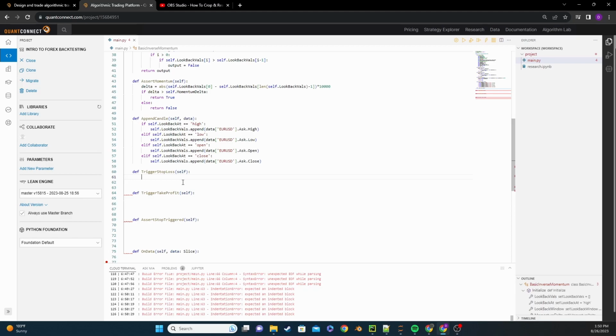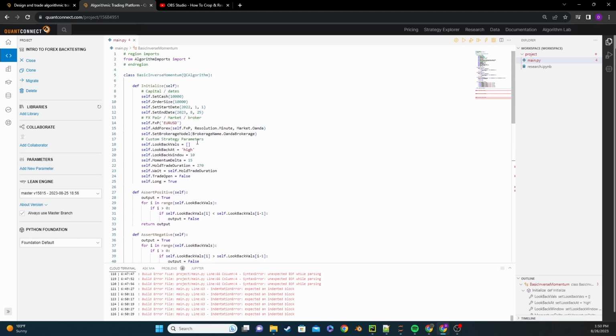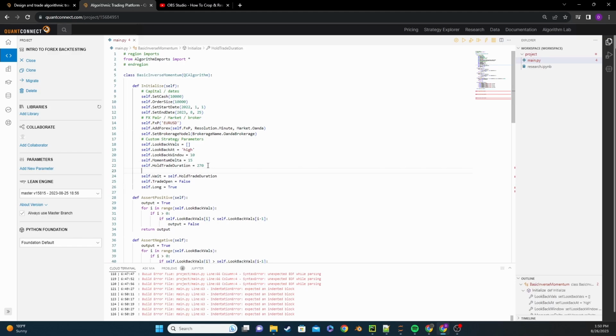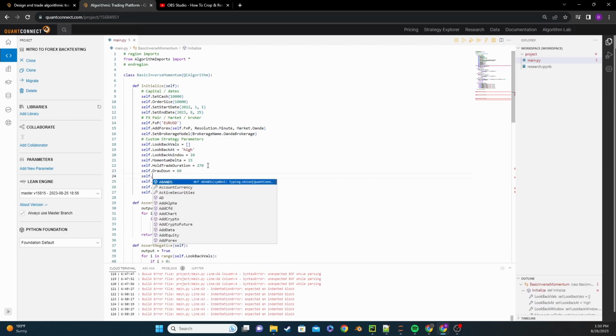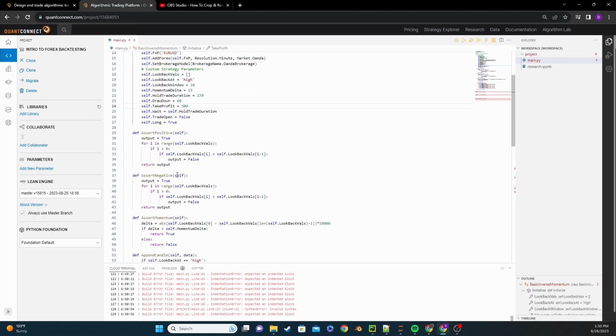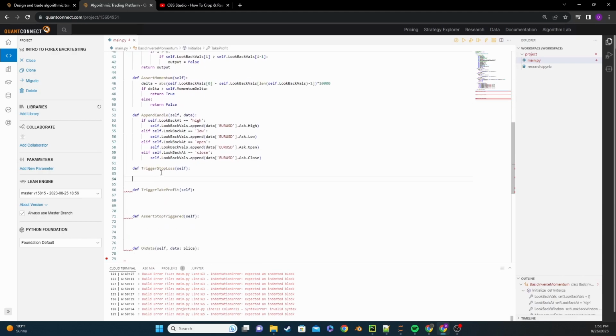So this is where we want to come back here and probably set a few more parameters, right? So we have this momentum delta, we have a whole trade duration. We should probably have a drawdown limit. And I think for this, we're going to set it to 60, and then we want a take profit. And we're going to set the take profit to 300, okay? And we're going to use the drawdown and the take profit here in triggering the stop loss and triggering the take profit.